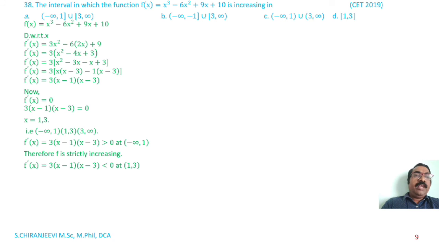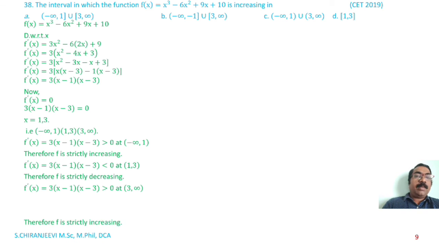So if we substitute any value between 1 and 3, say 2, 2 minus 1 is 1, 2 minus 3 is minus 1. So it is negative. Therefore f is strictly decreasing. So f dash of x equal to 3 into x minus 1 into x minus 3 is greater than 0 at 3 comma infinity. Therefore f is strictly increasing. So which is option C.